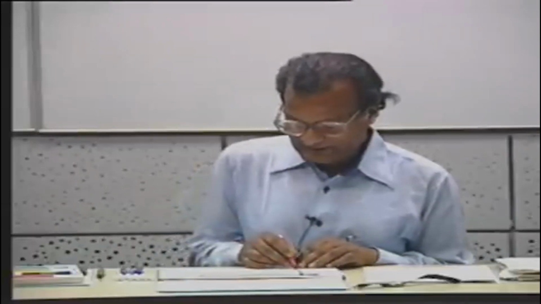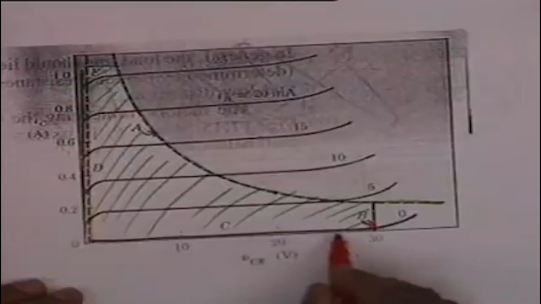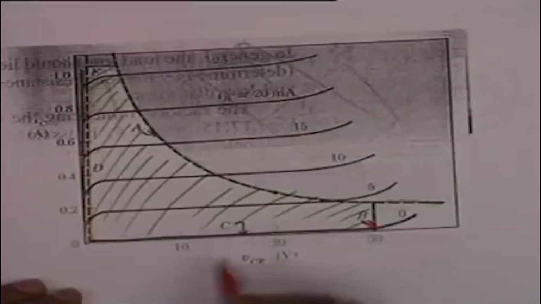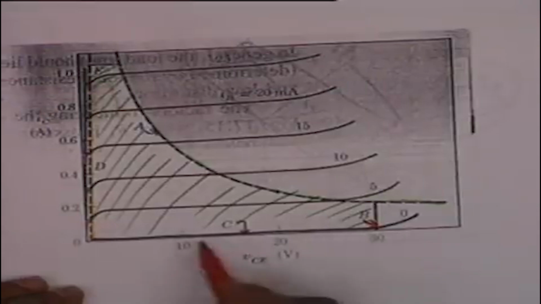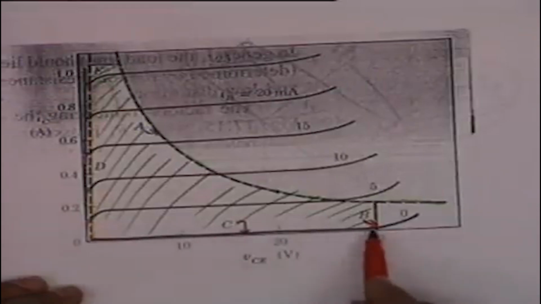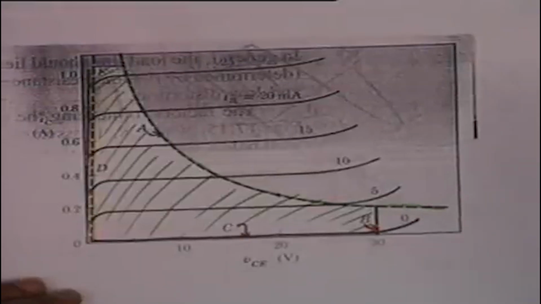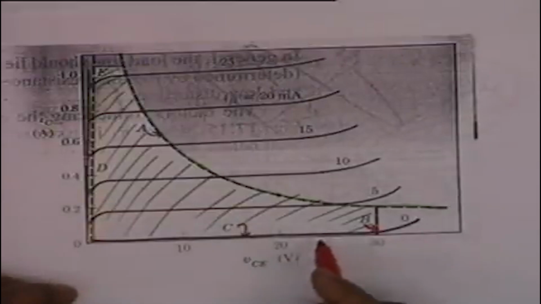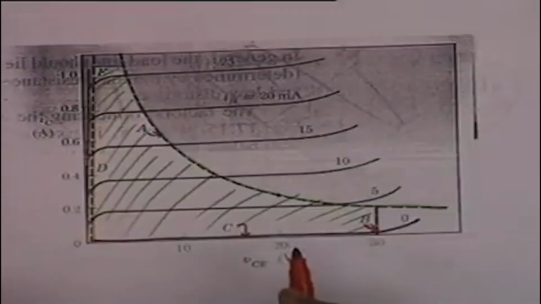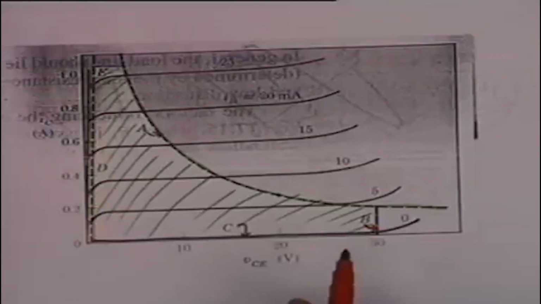And therefore the curve for IB equal to 0, this is the curve C. This determines another fence. You cannot make your base conduct less than this current. And how much is this current? Beta plus 1 times ICBO. You cannot conduct less than this current.